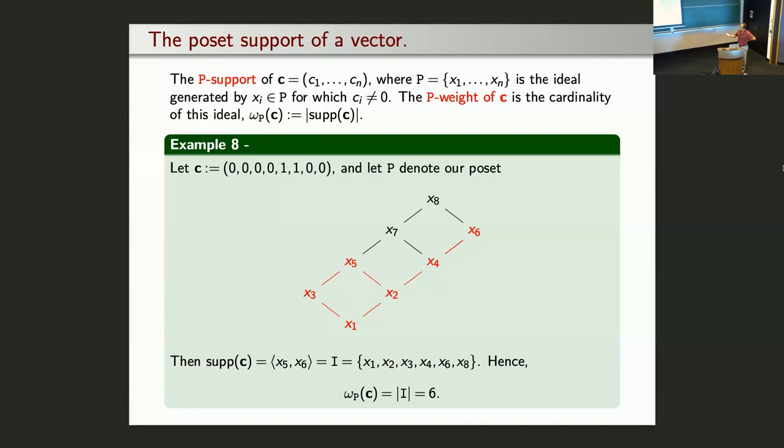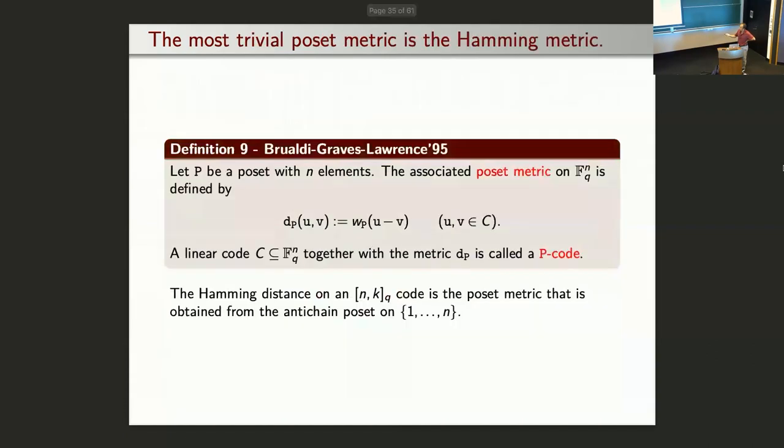This is quite related to Hamming weight, in the sense that if I want to recover Hamming distance by a Poset, all I need to do is take an anti-chain, a Poset where no two elements are comparable. Then the Poset support agrees with the ordinary support of a vector. So Hamming metric weight is a special case of Poset metric weight.